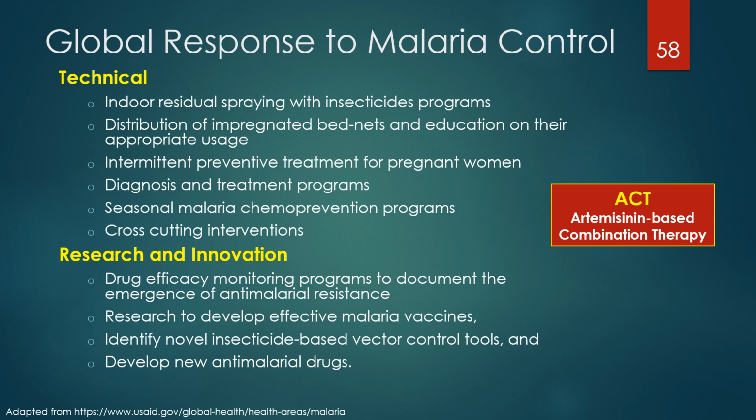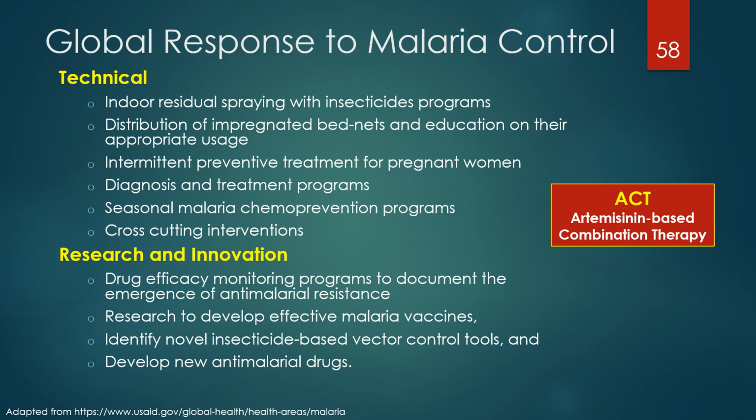This slide is adapted from Global Malaria Strategies developed by the U.S. Agency for International Development, USAID. USAID suggests 2 major categories of global intervention to support malaria control: technical and research and innovation.